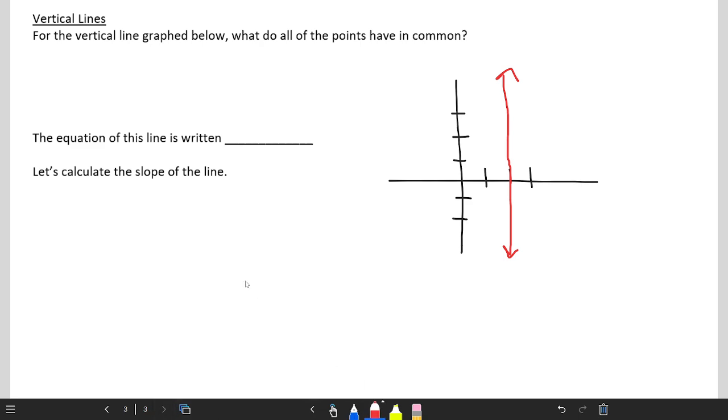For a vertical line, if you name some points on this line, you have things like (2, 1), (2, 3), (2, -1), (2, 0). So this time, all of the points have the same x value. And because of that, the equation of a vertical line is going to be written x equals a number. So all of these points have the same x value and it's 2. So the equation for this line would be x = 2.